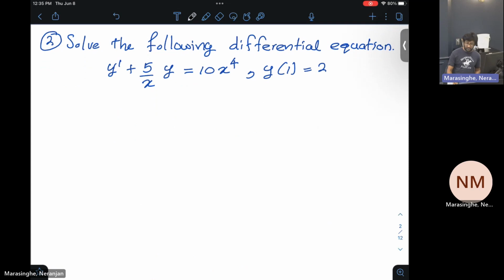Can you give a try for this problem? It's also a linear first order differential equation. So you have to use integration factors.